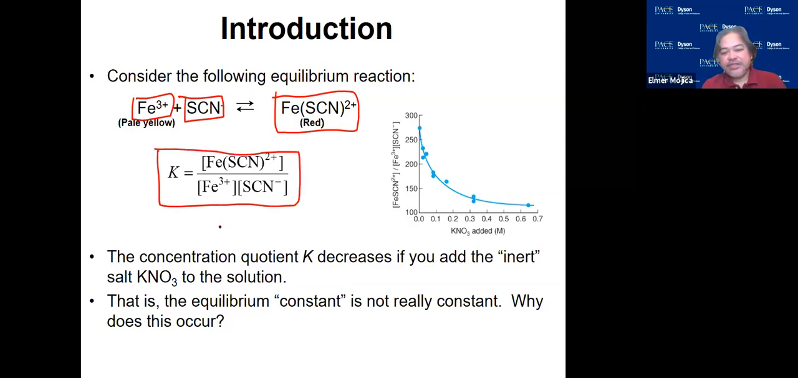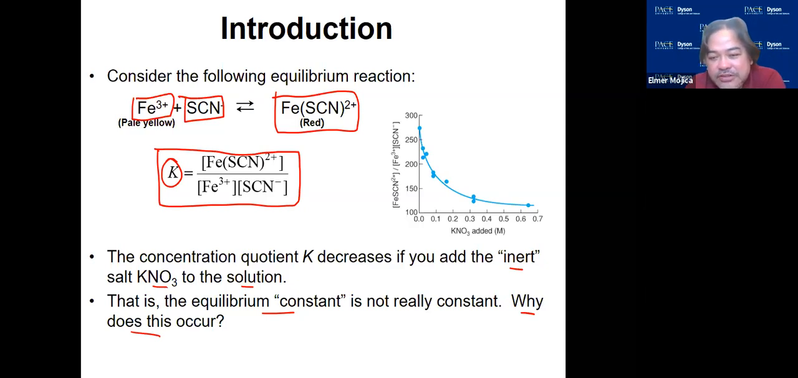Okay. Now, as you're going to look at this, the concentration quotient, or the K value, decreases if you add the inert salt KNO3 to the solution. So that is, the equilibrium constant is not really constant. Now the question now is why does this occur? If I can remember, I think this is one of the post-lab questions that was asked in that experiment.